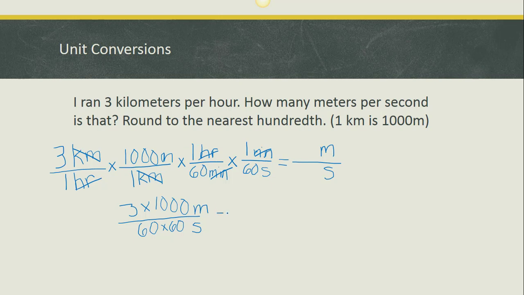Okay, let's simplify that. 3 times 1,000 is 3,000. And 60 times 60, well, 6 times 6 is 36. And then 2 zeros. Okay, now both of them have 2 zeros on the end. I can divide them both by 100. These zeros will cancel out. So that will be 30 over 36.